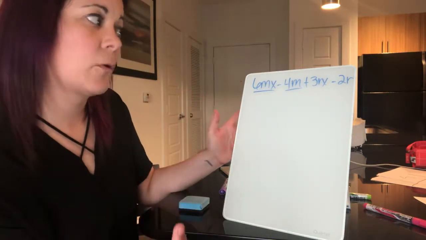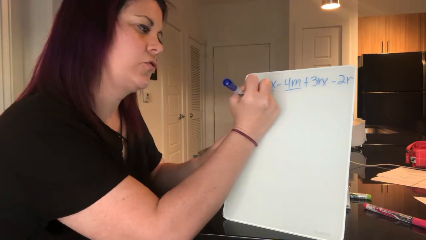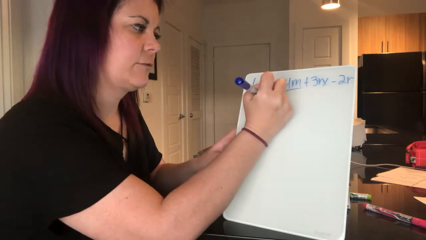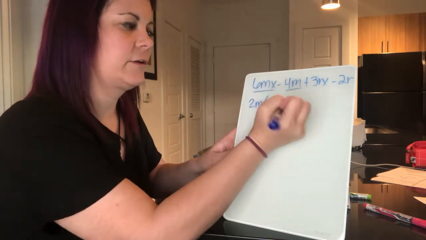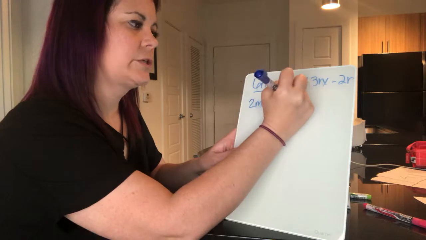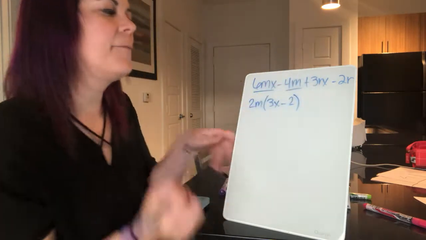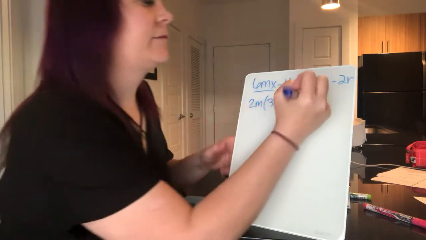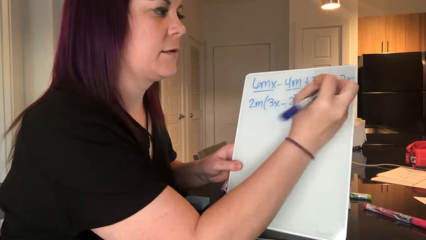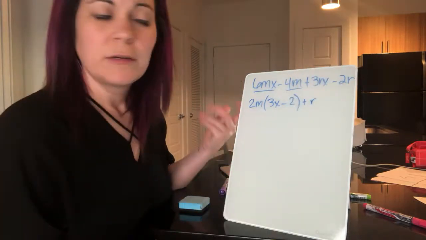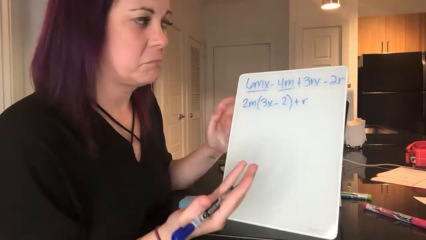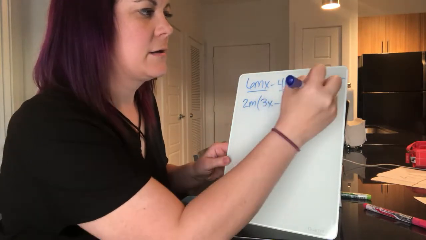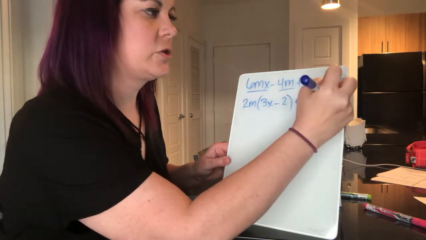So 6mx and 4m, I can take out a 2m as my greatest common factor. 6 divided by 2 is 3, then those m's cancel out, just leaving you with the x. 4 divided by 2 is 2, and then the m divided by m cancels out. And then in this case, we're going to take just an r out, because 3 and 2 don't have any greatest common factor. So we're just taking an r out. So we're left with the 3x right there, and then minus 2r divided by r is just 2.